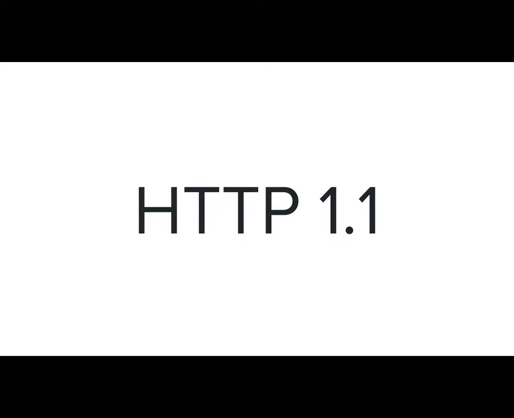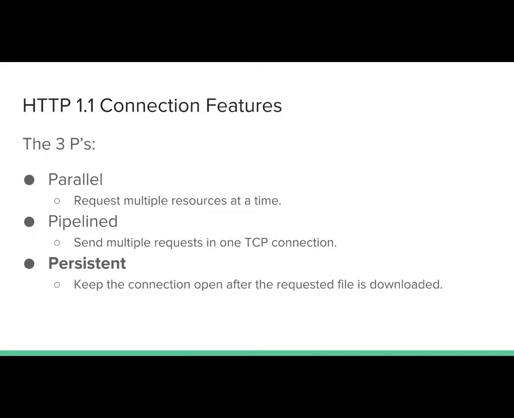So how does HTTP 1.1 make it possible? HTTP 1.1 introduced 3 key features, which I like to call the 3 Ps. So the first feature is parallel, which means that you could request multiple resources at a time. So when you open the browser, you don't have to wait for the first image to load before going and asking for the other image on the server.